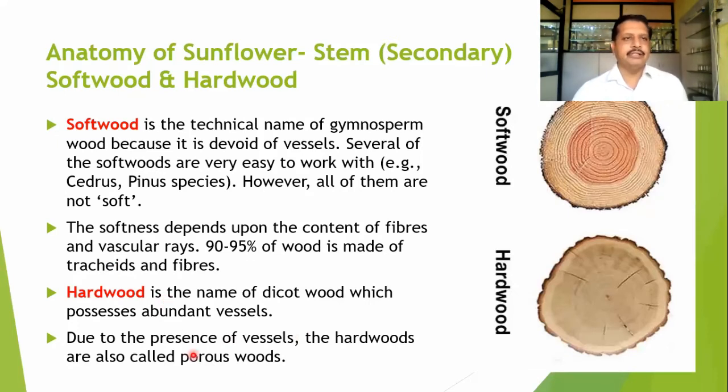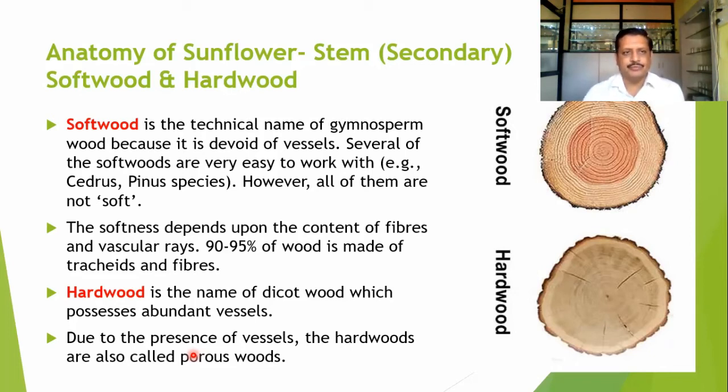Then there is one category in the secondary development of the sunflower stem. Here we can find the softwood and hardwood development. It is not in the sunflower stem in particular, but in general structure we can find the development of secondary growth. We can study that. So in secondary growth in the plant, we can find the development of softwood and hardwood.